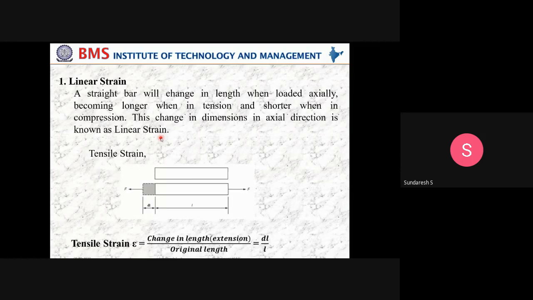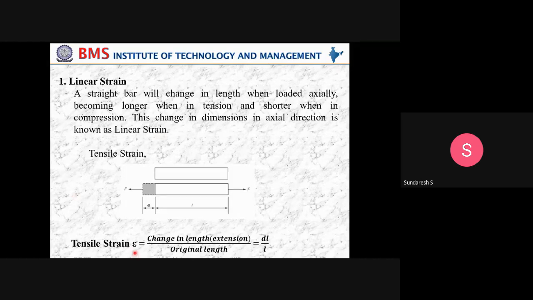So the deformation, if it is taking place, if the change in the dimensions is along the axial direction of the member, then such type of strain we call a linear strain. The change in dimensions in the axial direction is known as linear strain. When the member is subjected to tension, the length will increase along the axial direction, whereas if subjected to compression, the length will decrease along the axial direction. Such type of strain we call linear strain, right?